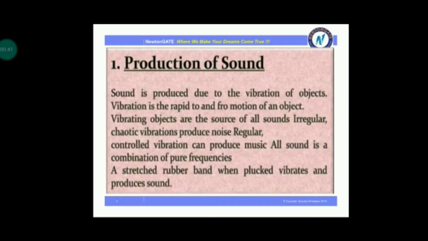Sound is produced due to the vibration of objects. Now, the sound which you are hearing is due to the vibration of my voice box. Vibration is a rapid to and fro motion of an object. Vibrating objects are the source of all sounds. Irregular, chaotic vibration produces noise. Regular, controlled vibration can produce music. All sound is a combination of pure frequencies.